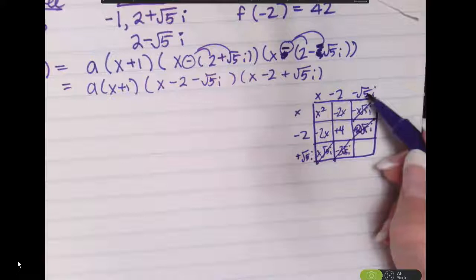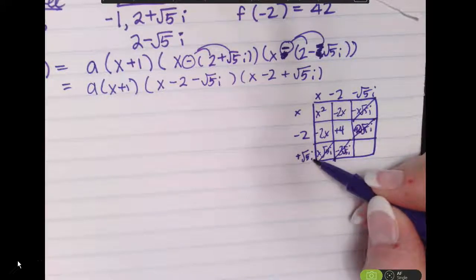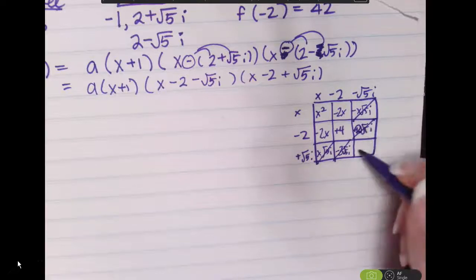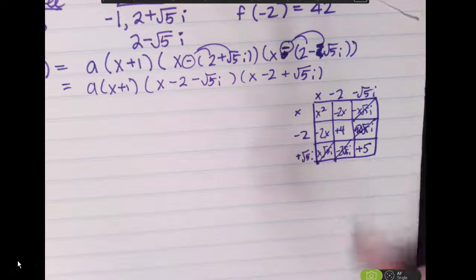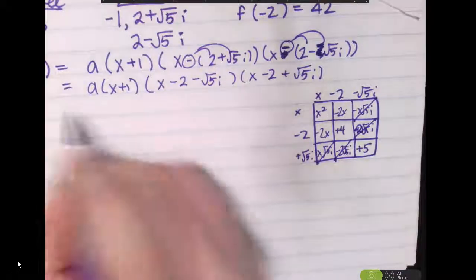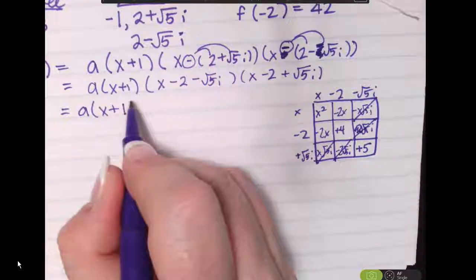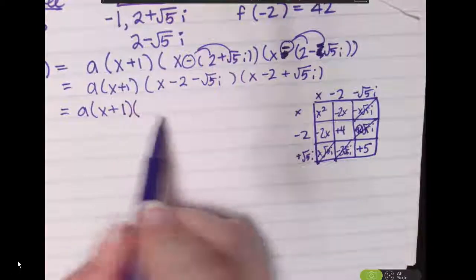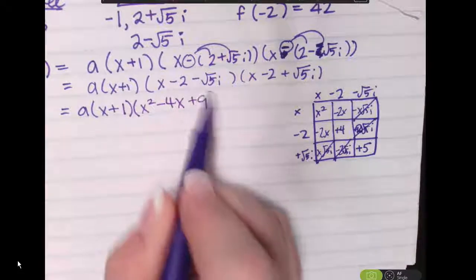So now we just have radical 5 times radical 5, which is 5, i squared, which is negative, and then this negative, so that's plus 5. So all I'm left with is the real coefficients. So we go a times x plus 1 times x squared minus 4x plus 9.